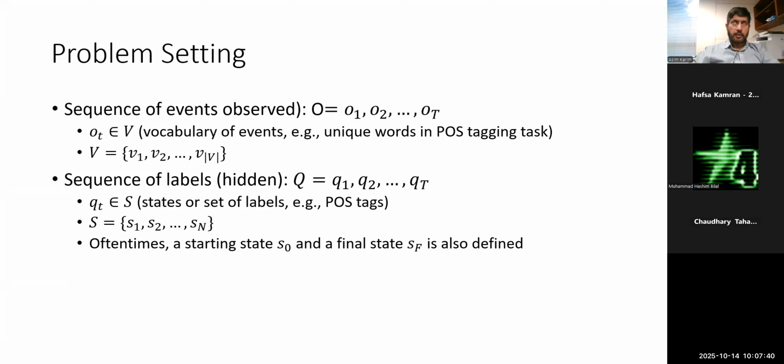So we have already looked at the problem setting but just very quickly. So we have a sequence of events O which is O1, O2 to OT, and we have a sequence of states Q, Q1, Q2 to QT. Each of these Qt comes from a possible state capital S. ठीक है? So capital S में S1, S2 to Sn.